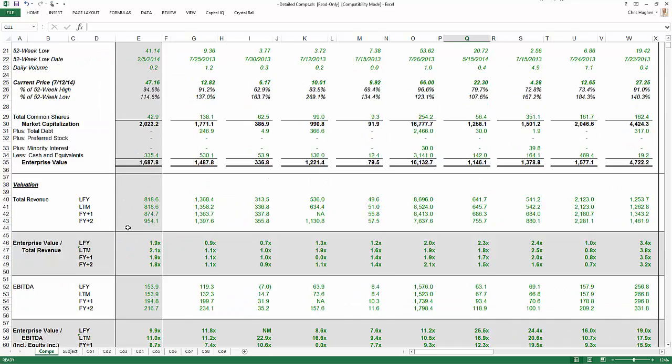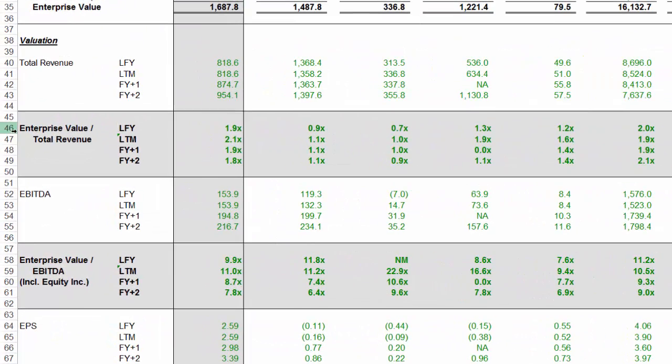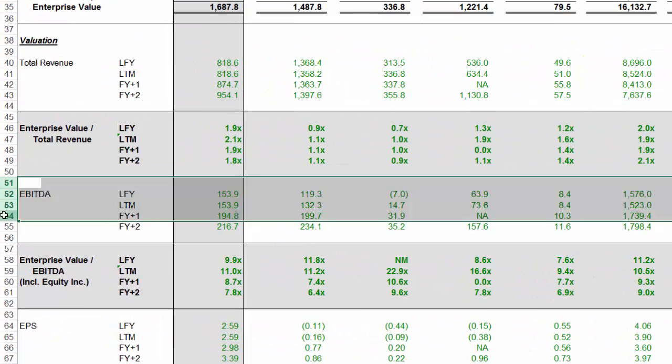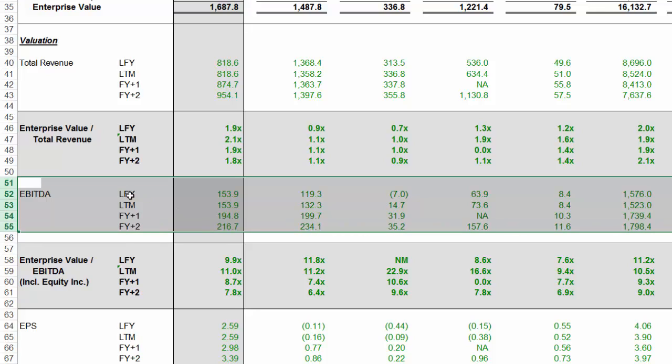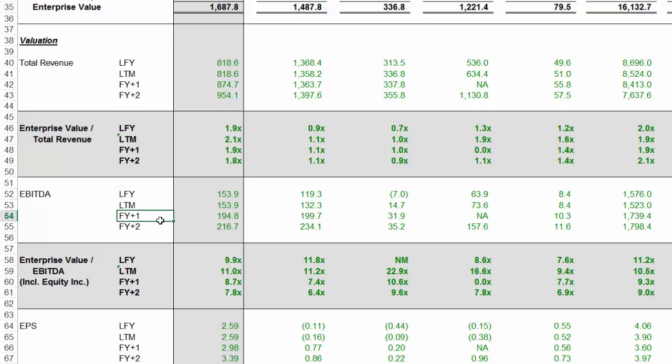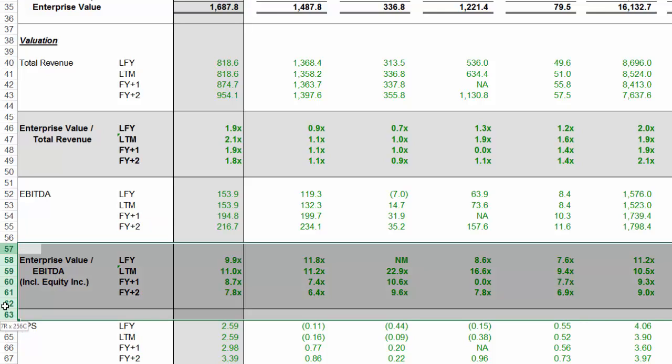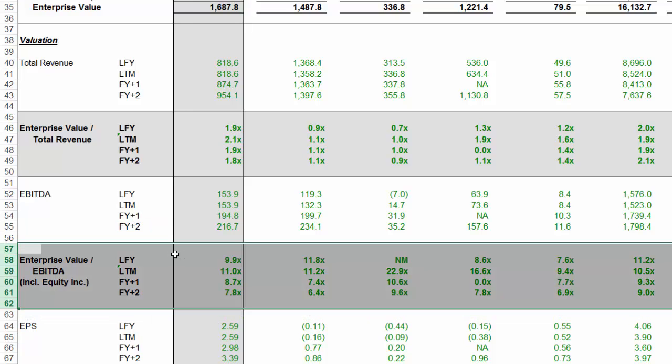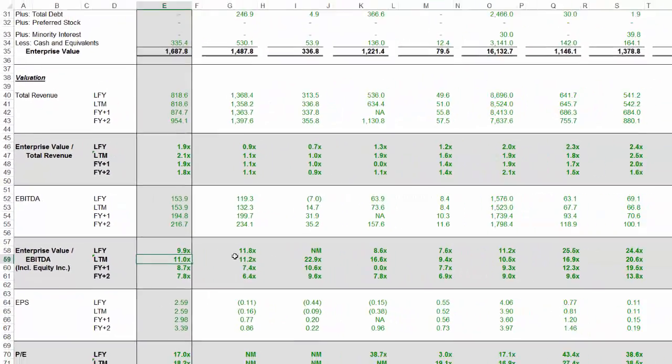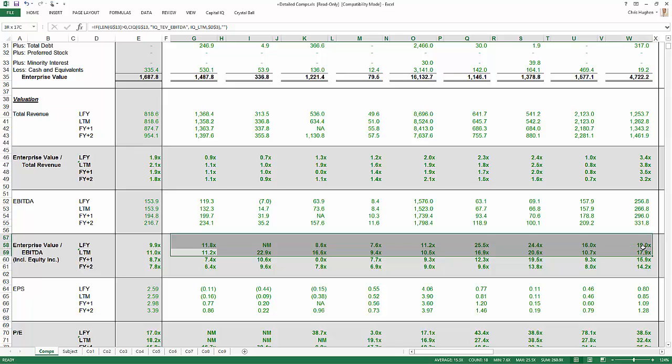I'm going to scroll down, and what we can see here is that it's got information on the EBITDA for all these firms. It's got the last fiscal year, last 12 months, next fiscal year, and the fiscal year 2 years out. It's got the ratio of enterprise value to EBITDA. It's calculated for the firm we're analyzing. For example, Plantronics trades for a ratio of 11 times the enterprise value to EBITDA, and that EBITDA is the one for the last 12 months. We also have it for all these peer firms right here.